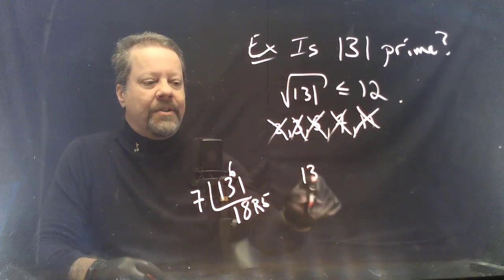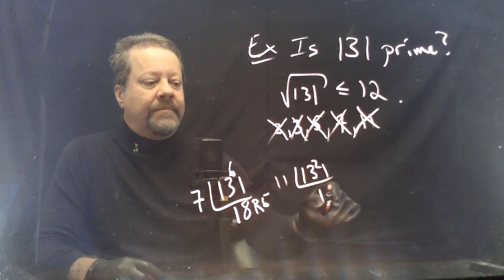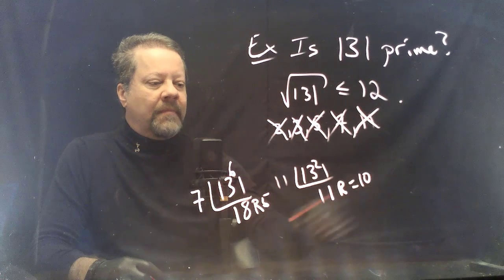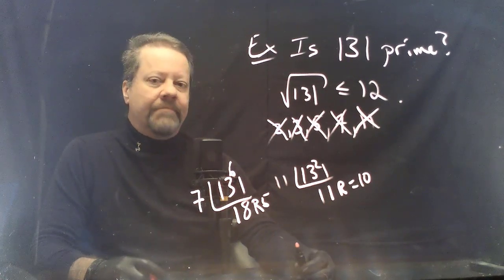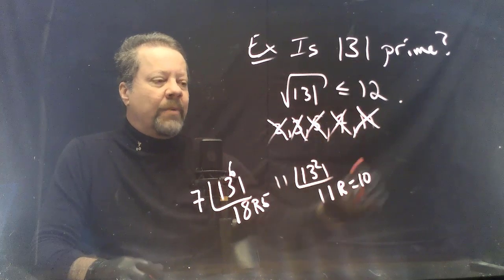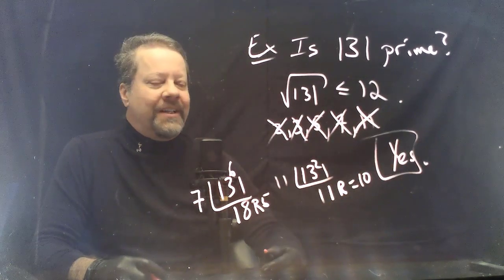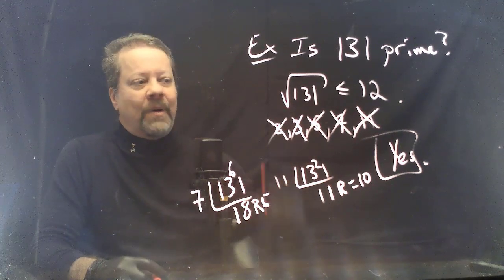We could also check it just by dividing, and we get a non-zero remainder, and so it's not divisible by 11. So is 131 prime? Yes. We don't need to check any more primes. You only have to check primes up to the square root of the number itself.